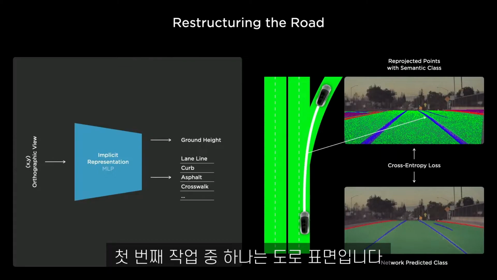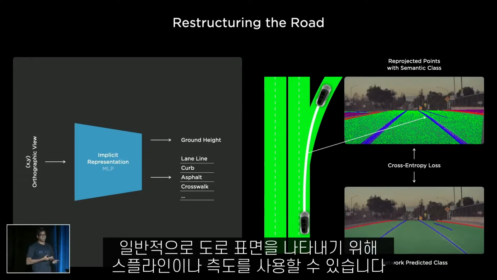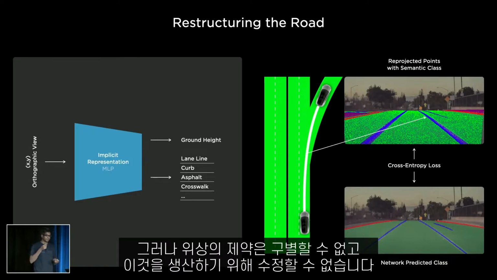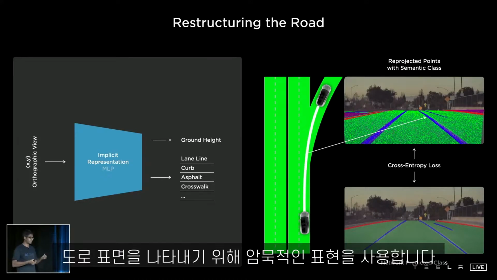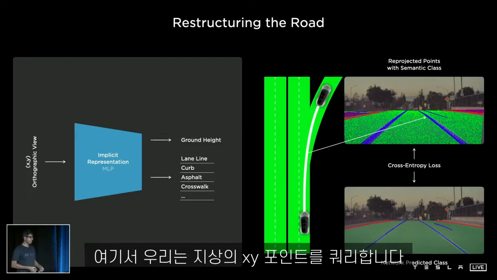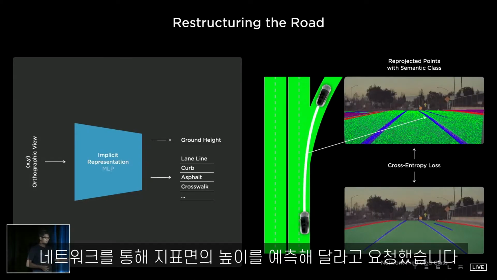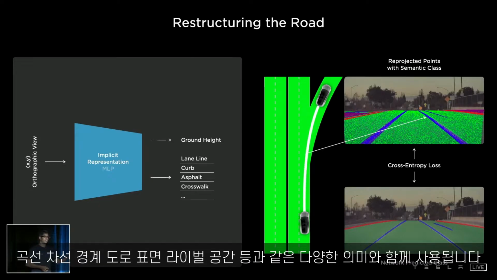One of the first tasks we want to label is the road surface. Typically, we can use splines or meshes to represent the road surface, but because of the topology restrictions, those are not differentiable and not amenable to producing this. So what we do instead, in the style of neural radiance fields work from last year, which is quite popular, is use an implicit representation to represent the road surface. Here, we are querying XY points on the ground and asking the network to predict the height of the ground surface, along with various semantics such as curbs, lane boundaries, road surface, drivable space, etc.